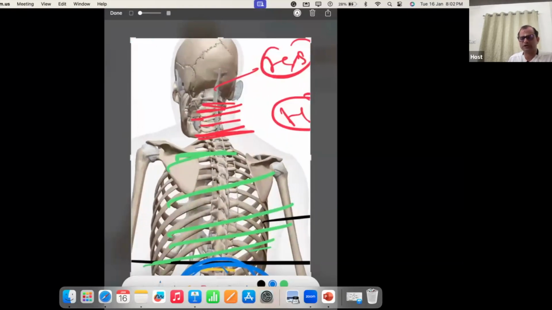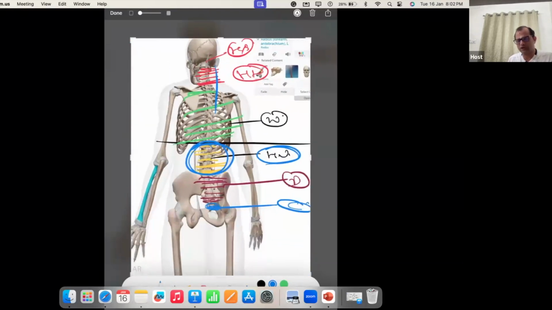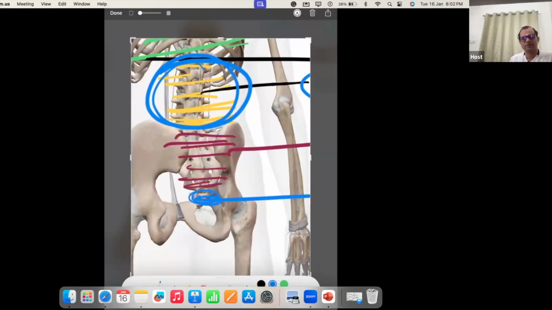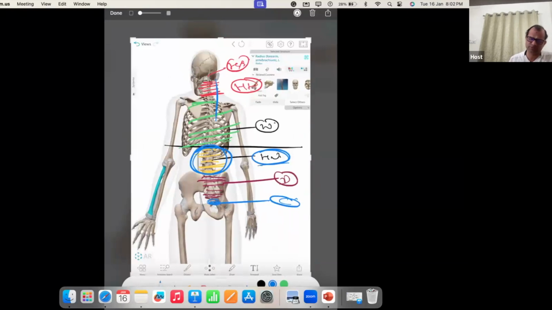Suppose I want to do the treatment of the neck, only neck. Or I want to do the treatment only of the tailbone. So how to plan the treatment? Let's discuss humidity or the lower back pain.